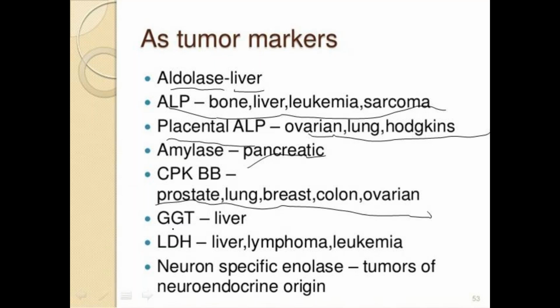And next GGT, that is gamma glutamyl transferase, and here that is acting as a marker for liver cancer. Okay, next lactate dehydrogenase, when elevated, indicates liver, lymphoma and leukemia types of cancers. And next, neuron specific enolases. These are markers of neuroendocrine origin. And what is the function of these isoenzymes?